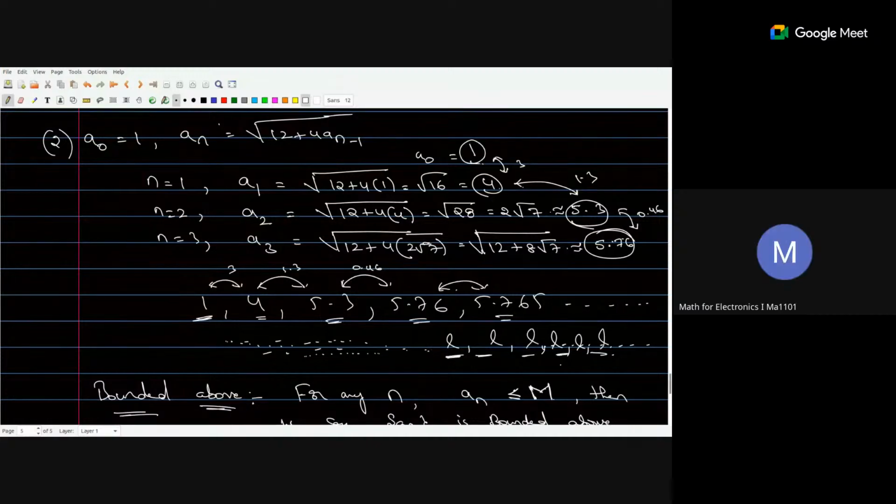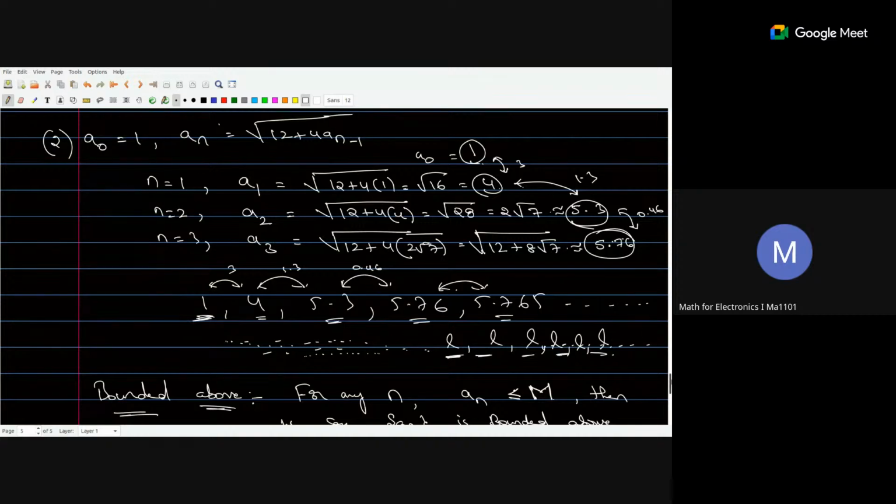But firstly, convince yourself that the sequence started from 1, the next term is 4, and slowly it is going to 5.3, 5.76, 5.765, and so on. The difference between the terms is coming closer and closer to 0, and at some point it will be very much equal to 0, and I treat it as 0. Then that will be the limit, and from then on it will all be L, and the limit value will be L.